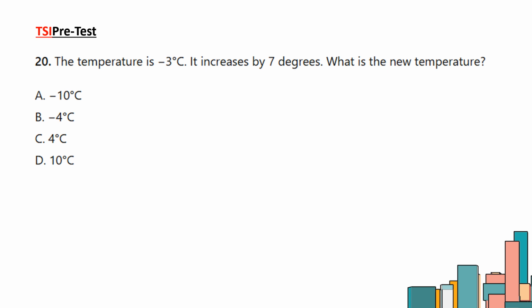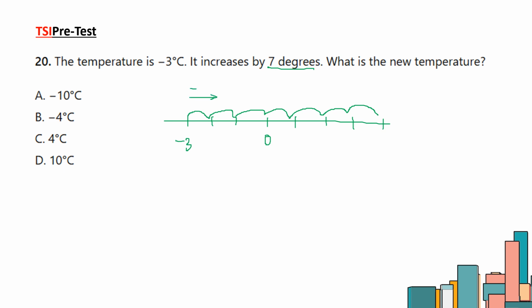The temperature is negative 3 degrees Celsius and increases by 7 degrees. What is the new temperature? For this one, you can draw the number line. We have 0 right here. This is negative 3, and it increases by 7 degrees, which means 7 units, right? Degree is the unit. So 1, 2, 3, 4, 5, 6, 7. That's a 7 degree increase, so you add 7.